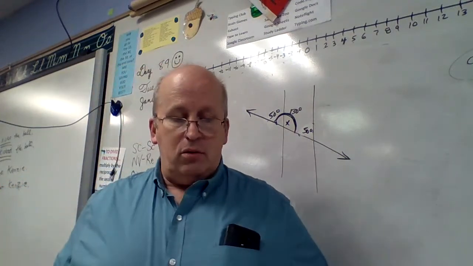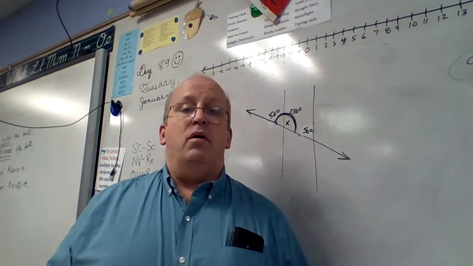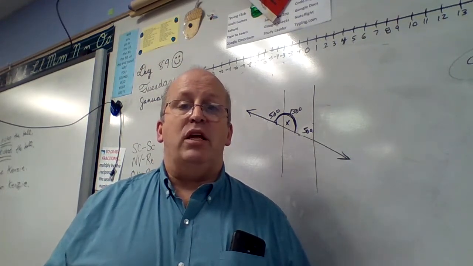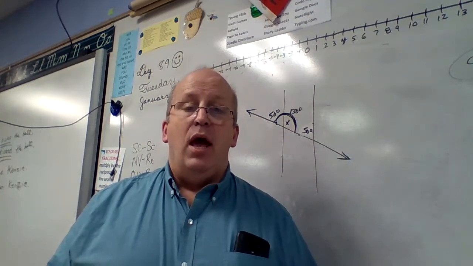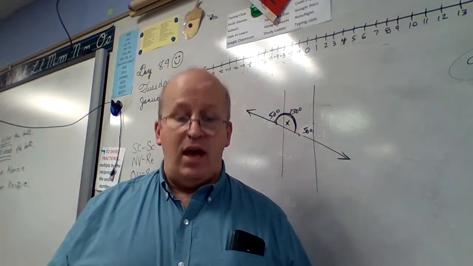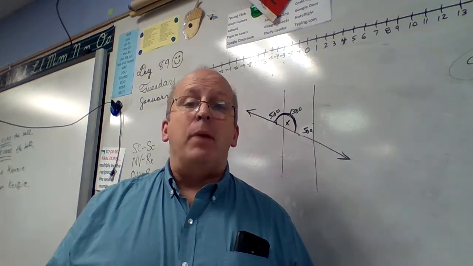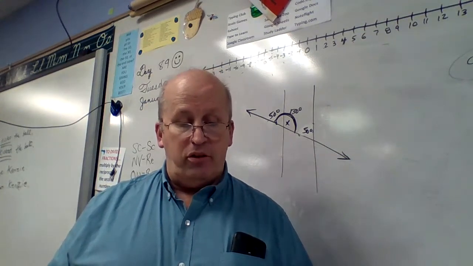5 and 6, remember, the sum of the angles of a triangle equals 180 degrees. And number 6, the sum of the angles of a four-sided polygon equals 360 degrees.